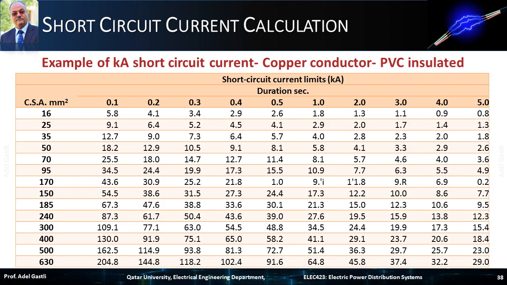This table shows an example of tables that are provided by cable manufacturers. This is an example of short circuit current in kiloamps for copper conductors which are PVC insulated. For instance, if we select a cable with a cross-section area of 150 mm², and would like to check the maximum short circuit current for a duration of 0.5 seconds, then we can obtain a value of 24.4 kiloamperes.